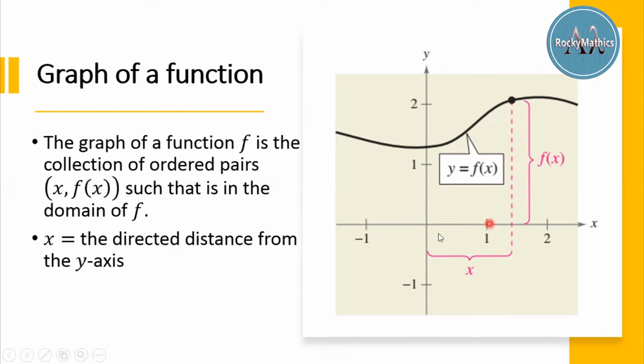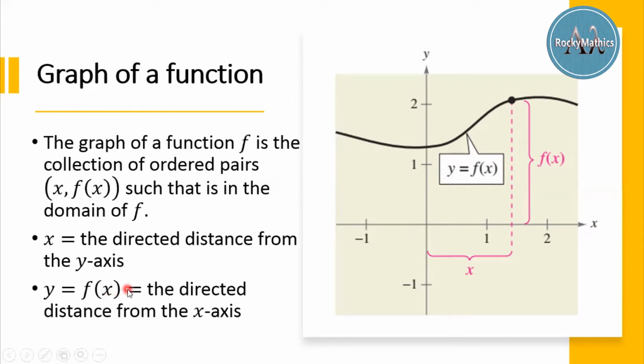Going back to this illustration, the x here is the directed distance from the y-axis. If we look at the y-axis from 0 to this value here, to any point in the x-axis, we have the directed distance. Well, y is equal to f of x, the directed distance from the x-axis. So it's the height from the x-axis going to any point of the graph.